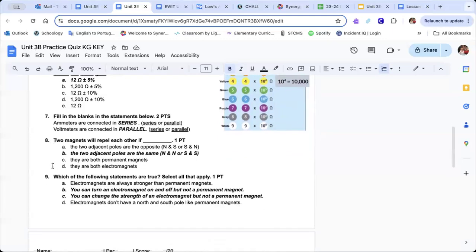All right, this one is taking you to entry 8, question 8. 2 magnets will repel each other if the 2 adjacent poles are the same. Adjacent means they're next to each other. So if I put the same side of a magnet next to it, a north next to a north, or a south next to a south, they will repel each other or push away.